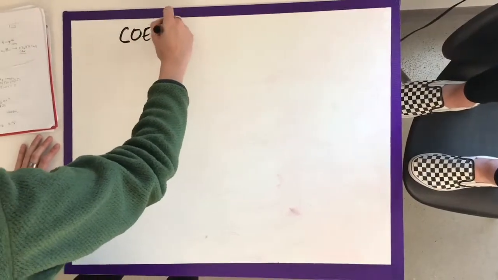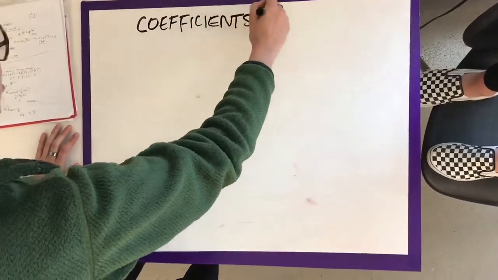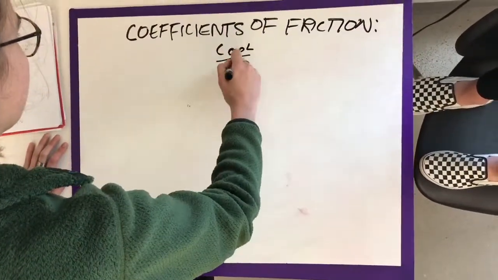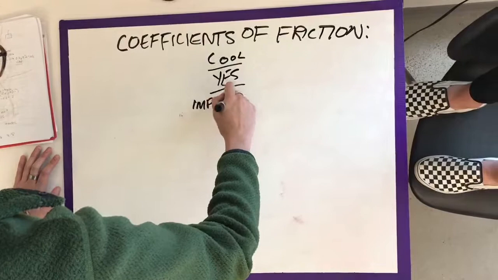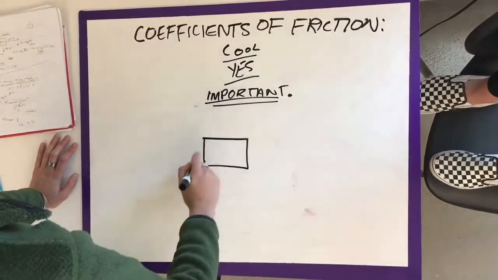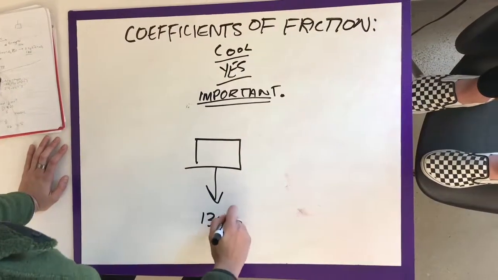So our first step here is finding the coefficients of friction for both the car and the truck, because these are going to be essential to determining our pre-collision velocities. So the first step is to draw a free body diagram of the car. So the car weighs 13,600 newtons.